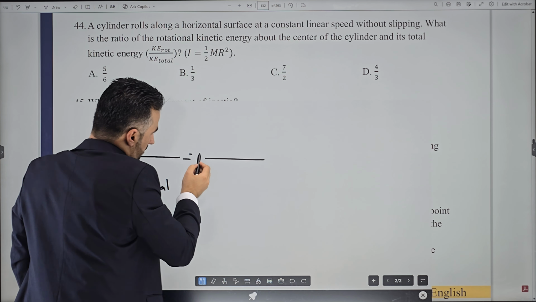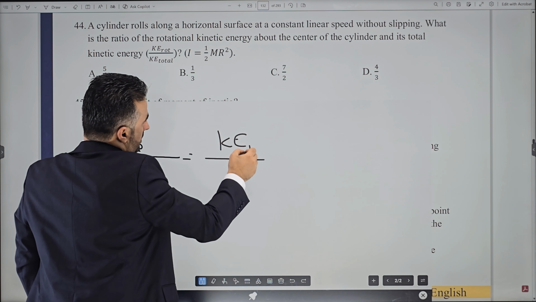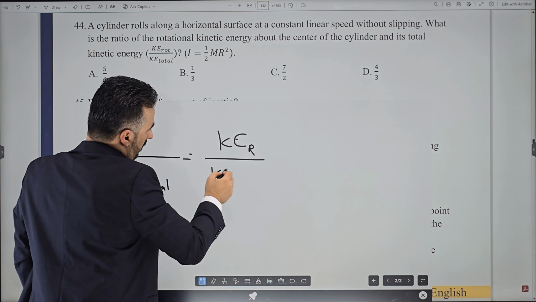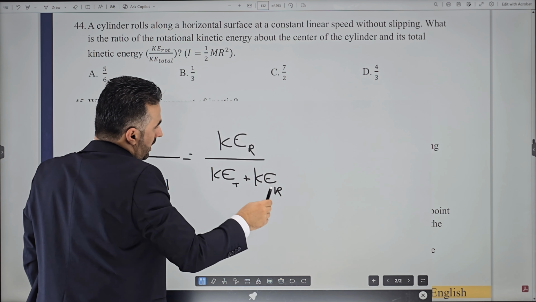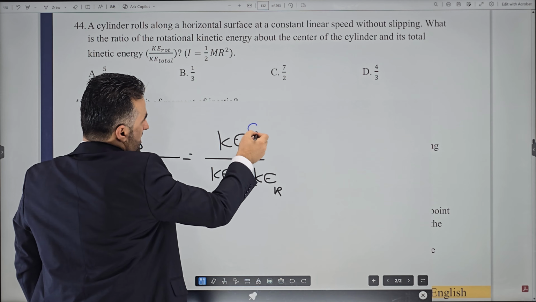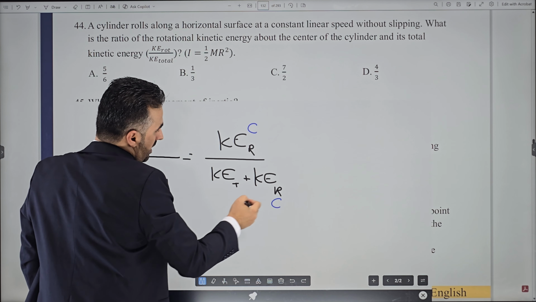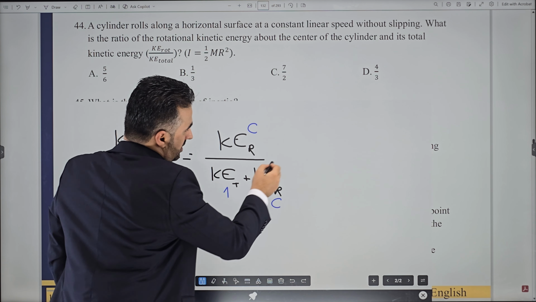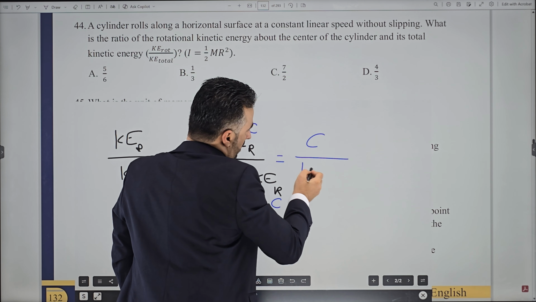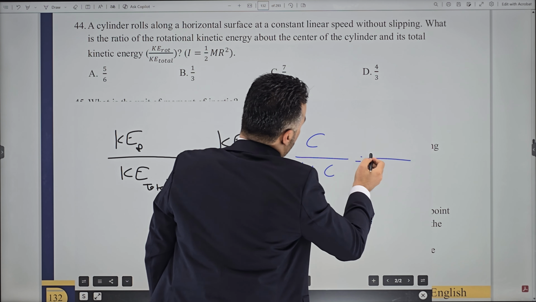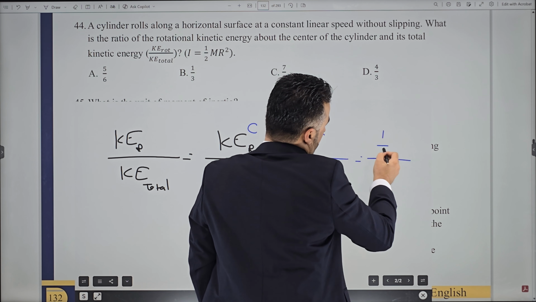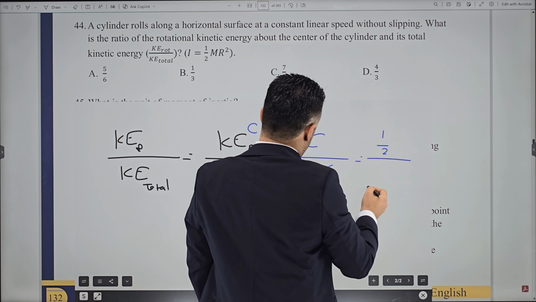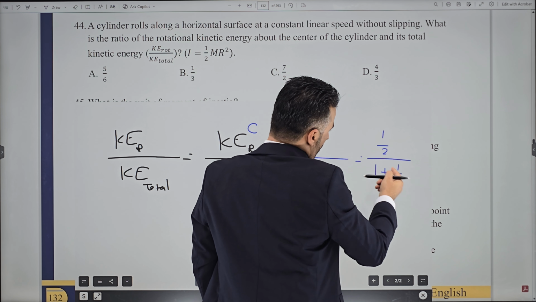First, try to simplify this. Kinetic energy of rotation over total, which means translation plus rotation. Yes or no? But instead of every rotation, write C instead. And for every translation, write 1 instead. So what would it become? C over 1 plus C. What is the C for a cylinder here? We know that for a cylinder, it is 1 over 2. So 1 over 2, and then plus 1 over 2.